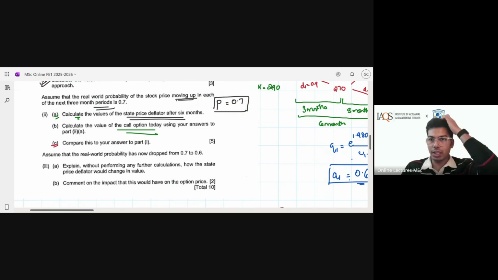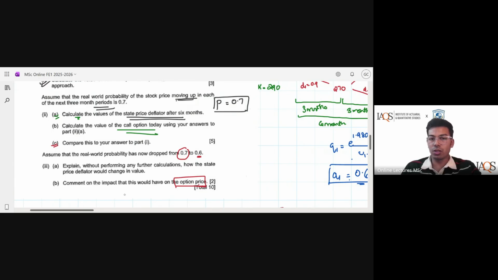This is fine. They are just saying compare. So the answer that you write is that the answer is the same in both the cases, because ideally it's the same approach. Now what they're saying is assume that the real world probability has dropped from 0.7 to 0.6. Comment on the impact that this would have on the option price.